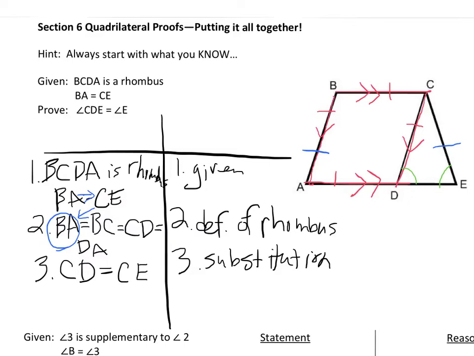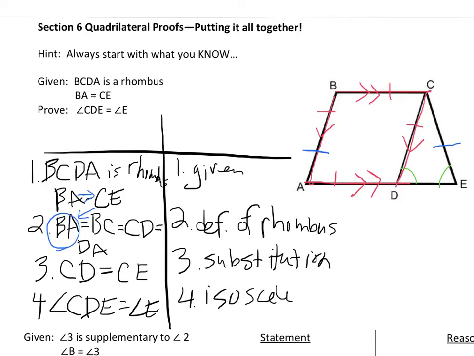And then I'm seeing just one more step where I can say, since I know that now these two sides are equal, I can say that those angles are equal. So I can say angle CDE is equal to angle E. And I know that because of the isosceles triangle theorem.